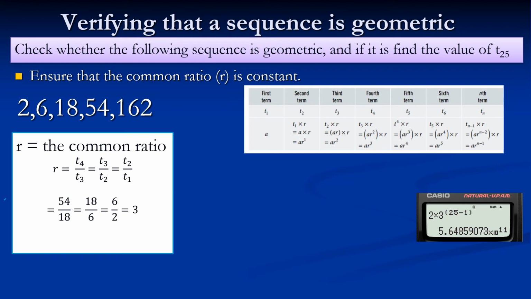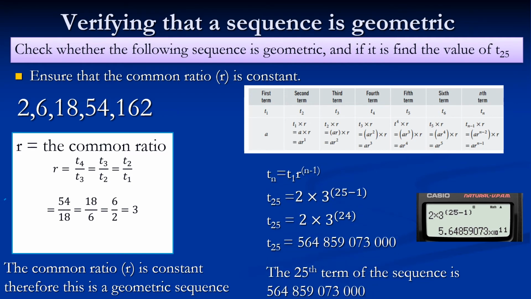We want to check whether the following sequence is geometric and then find the value of the 25th term. So let's have a look. First of all, to ensure that a sequence is geometric, you need to check for the common ratio. So remember, we're looking at our terms and we're just dividing through. So 54 divided by 18 has got to be the same as 18 divided by 6, and then 6 divided by 2. And as we did back on the beginning, we noted, yes, that this does have a common ratio of 3, and therefore it is a geometric sequence.